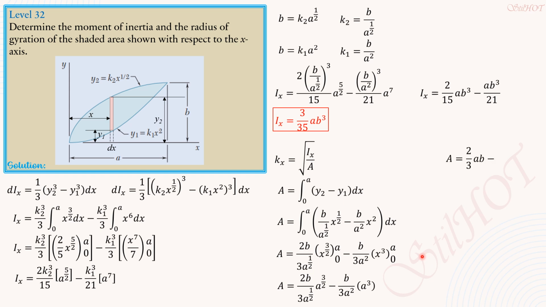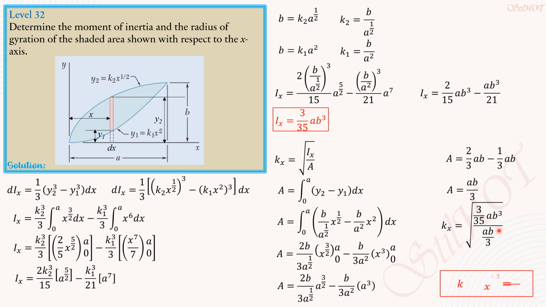So area is 2/3 ab minus 1/3 ab, and that is 1/3 ab. Substitute here, so the radius of gyration with respect to the x-axis is the square root of Ix, 3/35 ab cubed, over area ab over 3. So this is the square root of 9/35 b squared. So it is 3 over square root of 35 b, or approximately 0.5071b.